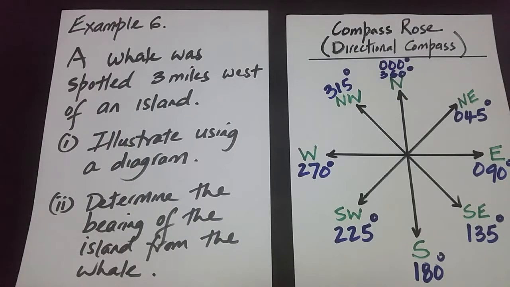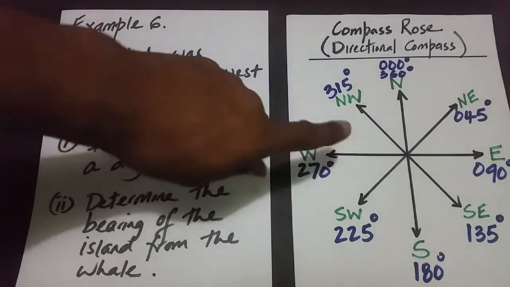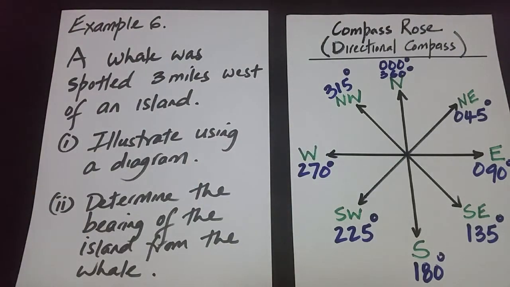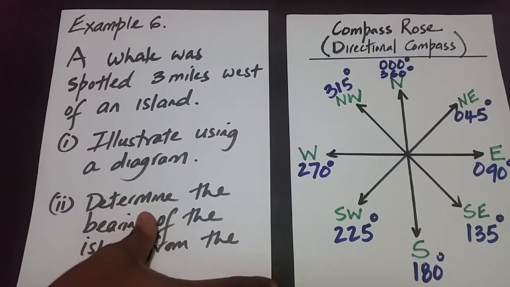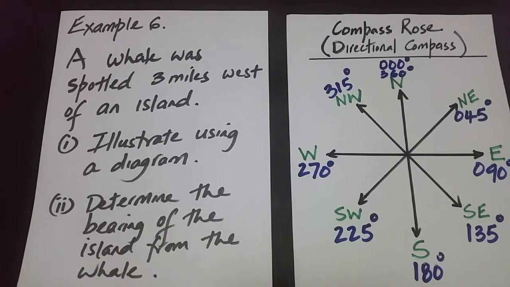Alright guys, we're back with example 6, and again we're keeping our compass rose as a helpful tool to help us answer this question here. So question 6 says, a whale was spotted 3 miles west of an island, illustrated using a diagram. And part 2 says determine the bearing of the island from the whale.